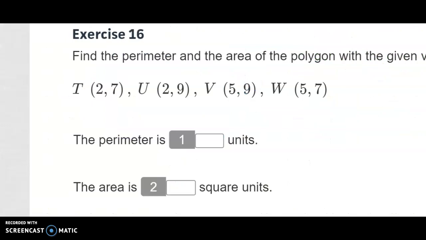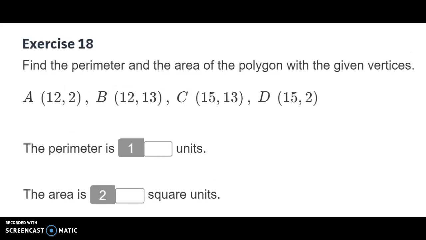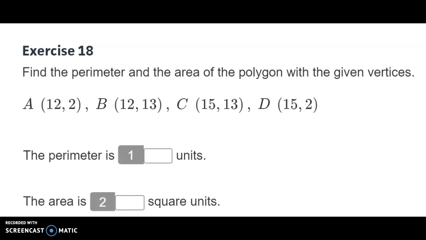Exercise 16 is exactly what we just did. So please go back to review if you're not sure how to do it, but just plug those numbers in. Area is length times width. Perimeter is length plus width plus width. You got this, guys. Exercise 17, you've got this. When I look at the 11 and the 11, all it is is another rectangle. Exercise 18, area and perimeter of a rectangle. You've got this. And we're done.